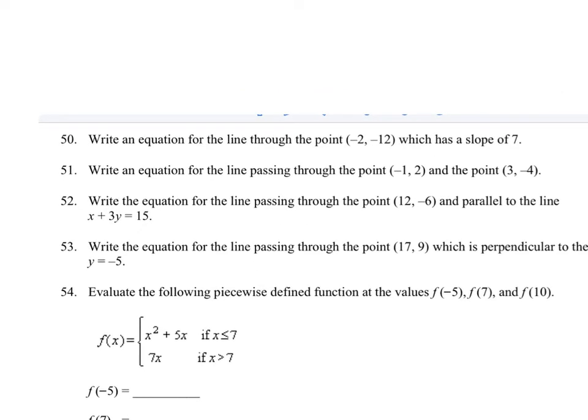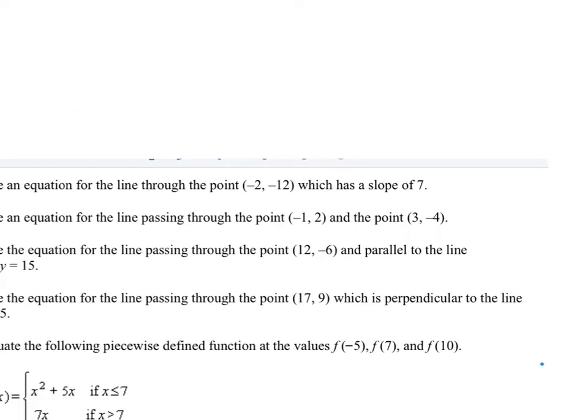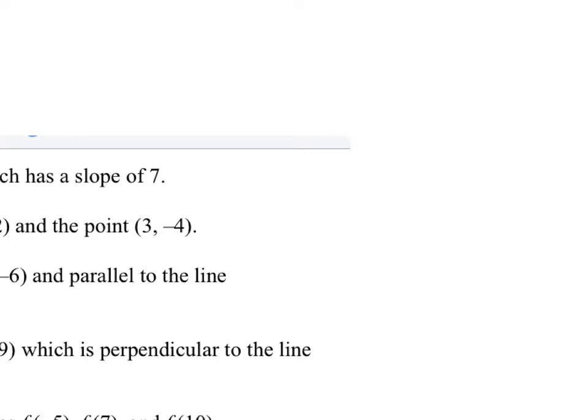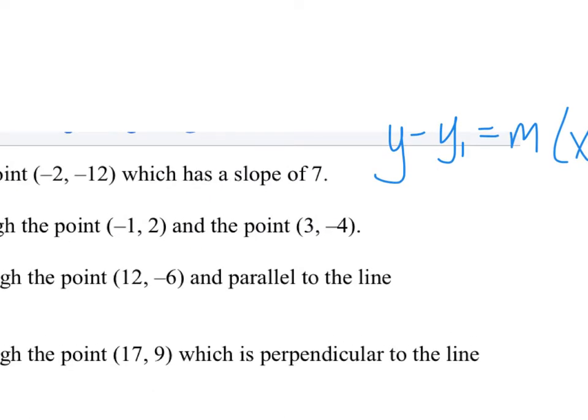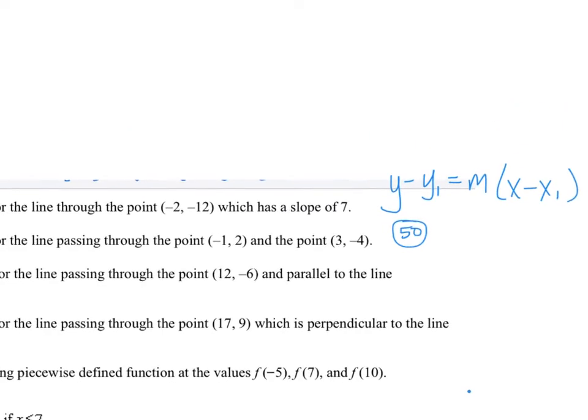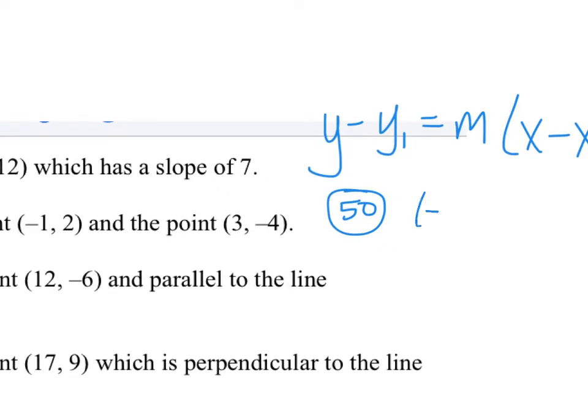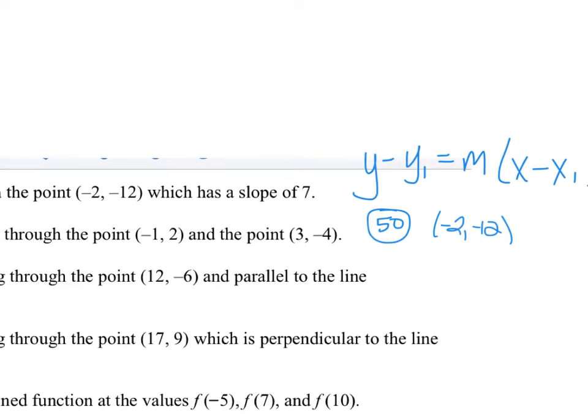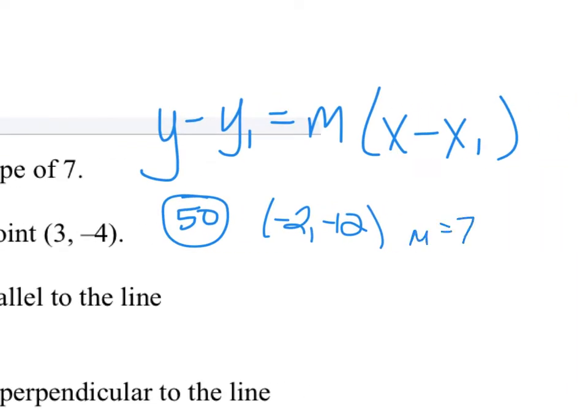If you are asked to write an equation for a line given a point and a slope, we would use our point slope form. This is our point slope form: y minus y1, whatever the y is that they give you, equals the slope times x minus x1. In this case, for number 50, they gave me a point of -2, -12, and a slope of 7.